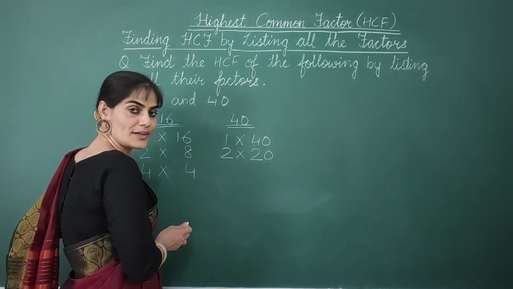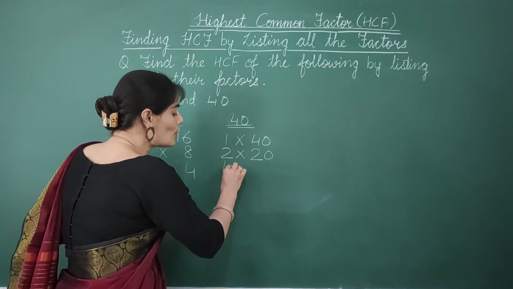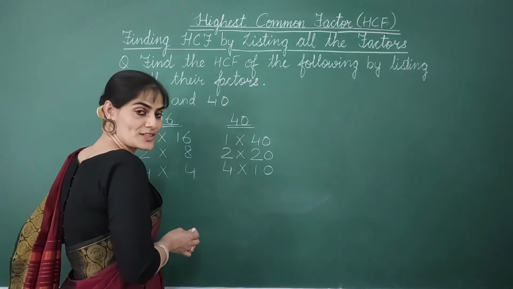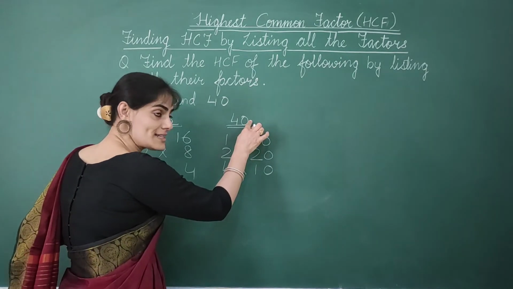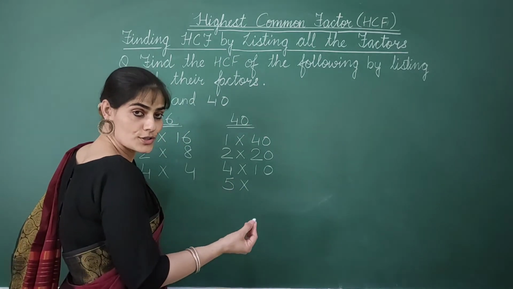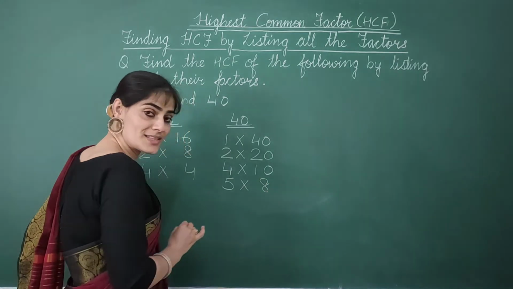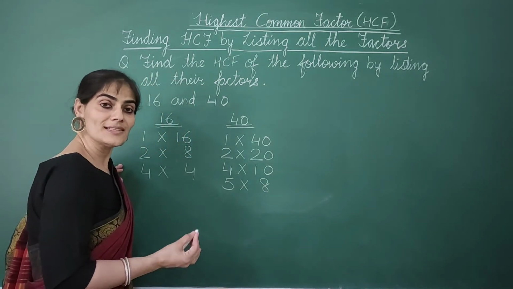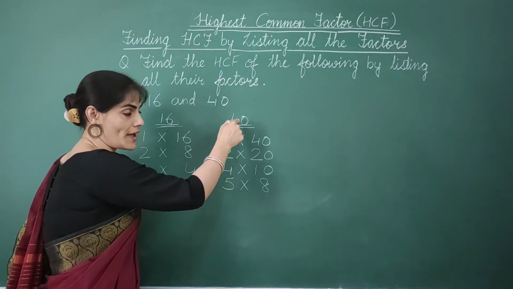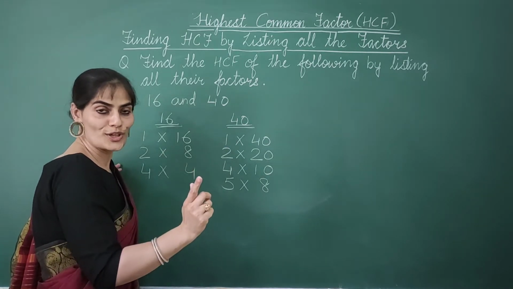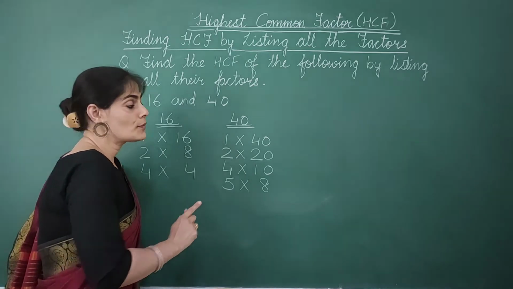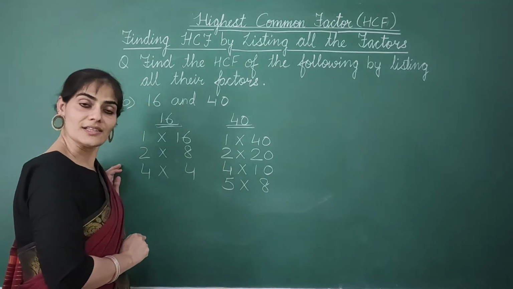The next counting number after 3 is 4. So 4 into what will give us 40? 4 into 10. The next counting number is 5. Now as it is ending in a 0, so 5 is surely its factor. 5 into what will give us 40? 5 times 8. The next counting number is 6. And as 3 is not its factor, only 2 is a factor of 40. That means 6 is not going to be its factor. 6 will be a factor of a number when both 2 and 3 are its factors.